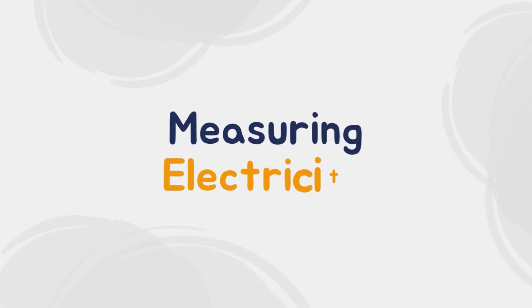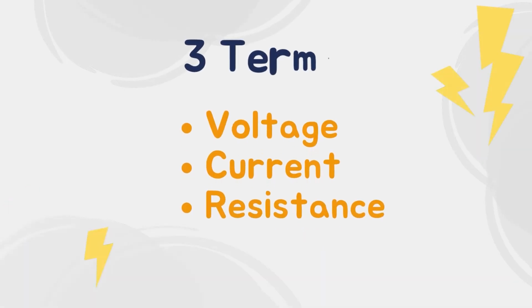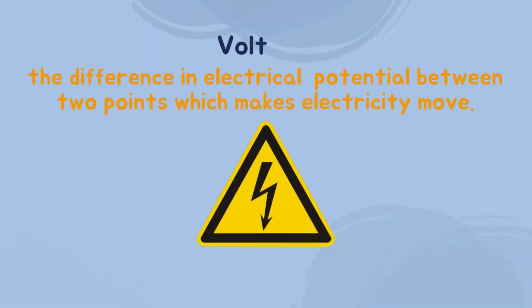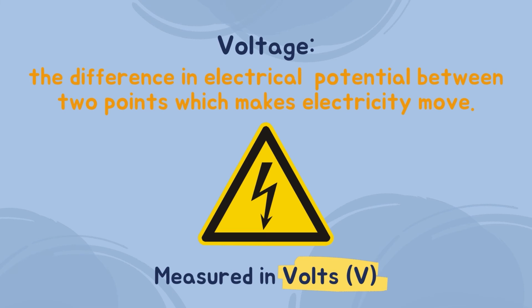Now let's measure electricity. How do you measure electricity? There are three important terms to look out for: voltage, current, and resistance. Voltage is the difference in electrical potential between 2 points which makes electricity move. This electrical potential acts as a force which pushes the electricity in a certain direction. Voltage is measured in volts, or V.